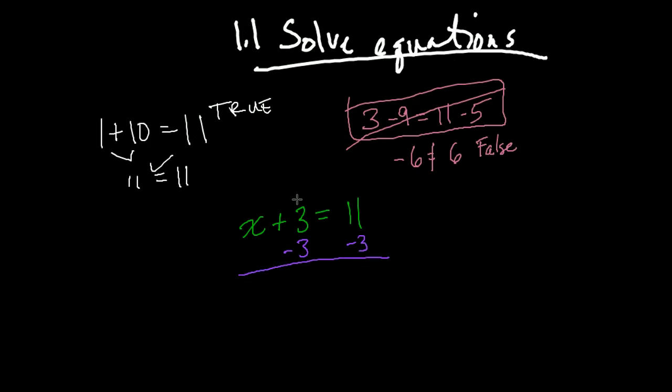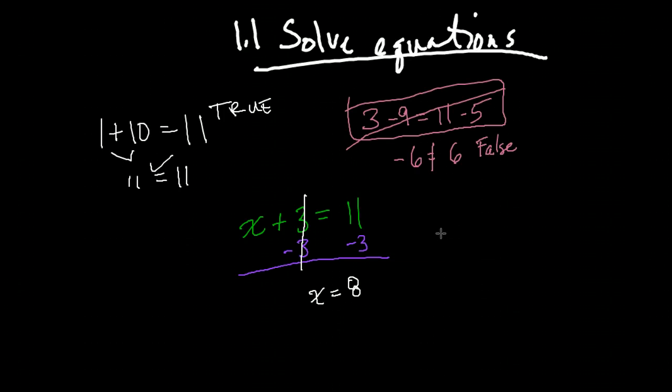I have to do the opposite function. Whatever is happening to the x here, I do the opposite. And the opposite of adding 3 is subtracting 3. And what happens is those cancel. And I'm left with x is equal to 11 minus 3, which is 8. No big deal. That's a one-step equation with addition.